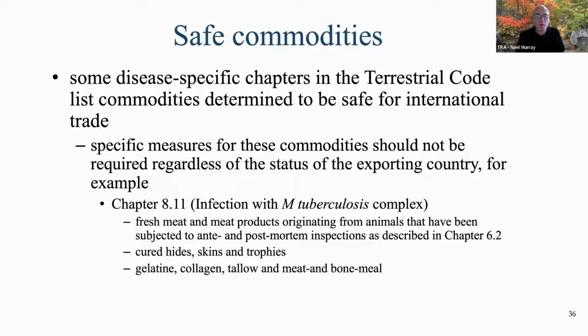So for example, if we look at chapter 8.1 to do with Mycobacterium and tuberculosis, safe commodities would consist of fresh meat and meat products from animals subjected to ante and post-mortem inspection. Other commodities, cured hides, skins and trophies, as well as gelatin, collagen, etc. These commodities should not require any specific mitigating measures to be applied because the commodity in and of itself, through the normal methods of production and processing, are safe.